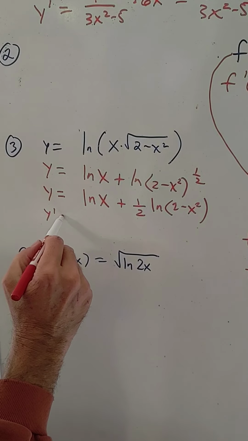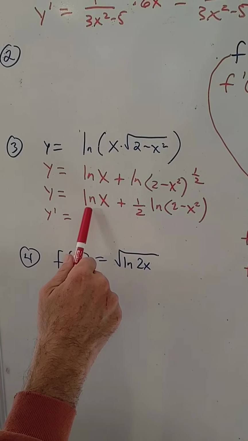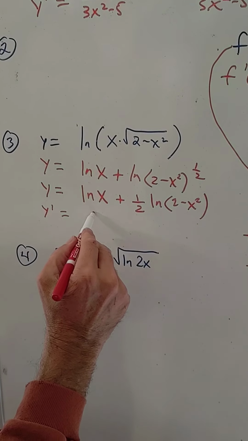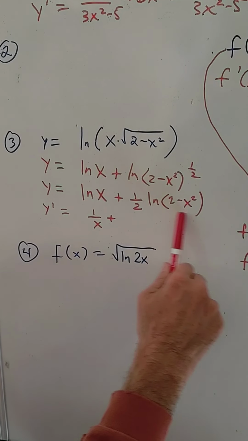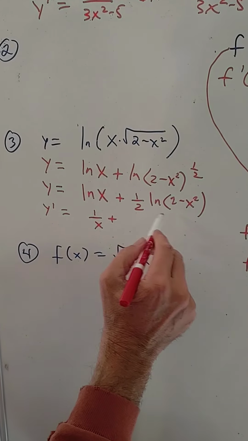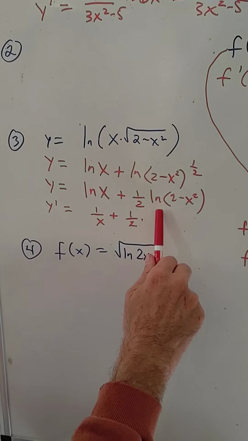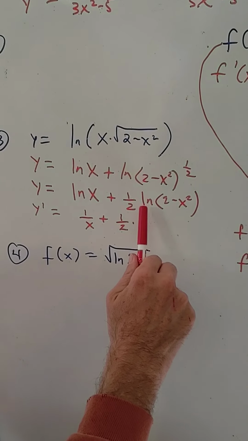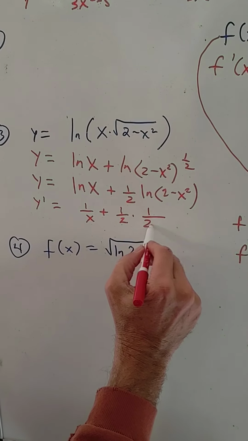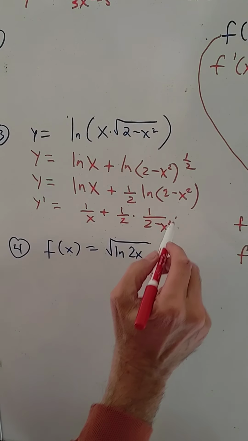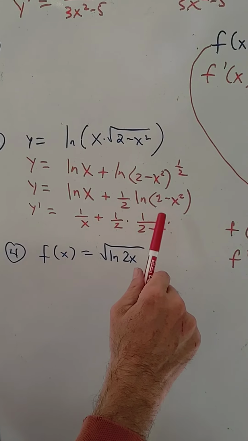So y prime equals, and the derivative of a sum is the sum of the derivatives. So what's the derivative of the first term? Just 1 over x. Plus, and now whenever you have a constant factor in front of a function of x, the derivative is going to be pulling out that constant factor, multiply it by the derivative of this expression here. So what's the derivative of the natural log of some u? It's going to be 1 over that u, 2 minus x squared, and then by the chain rule times the derivative of the argument.